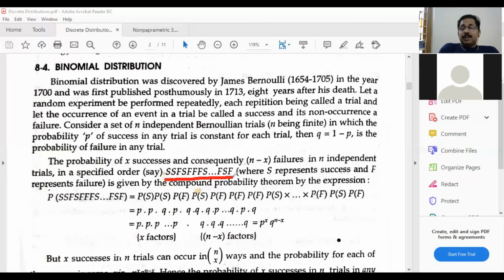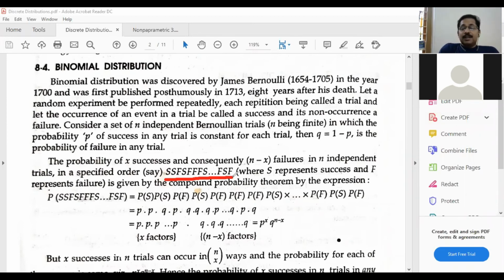Now you split these outcomes into two groups. Two groups are success group and failure group, and count how many successes occur, or how many failures occur, because the total number of trials is n. Suppose the total successes is x, small x, then failures is n minus x. So the total is n trials.